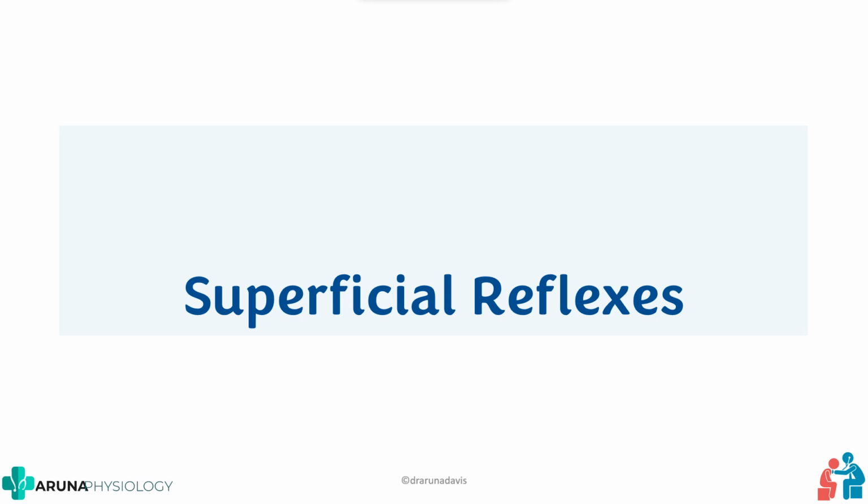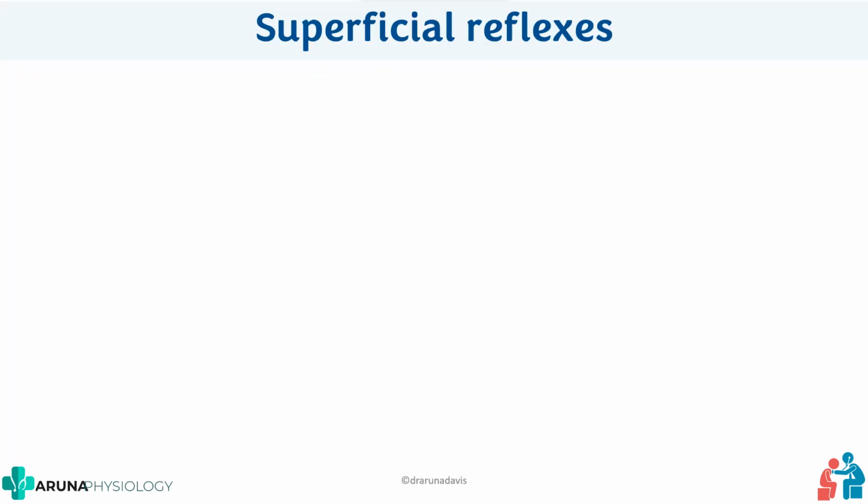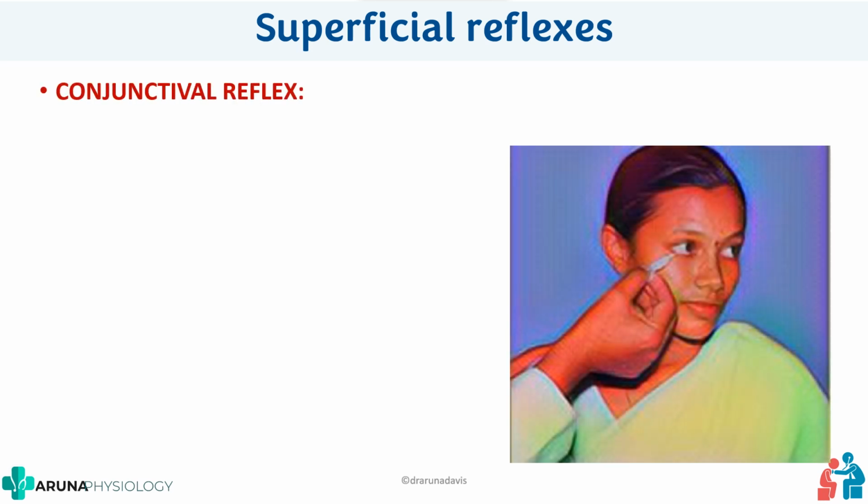Now, why is it called superficial reflexes? Because we are stimulating the superficial receptors. That is the difference between the superficial and deep. For superficial reflexes, the receptors are superficial, that is why it is called superficial reflexes. So, the first reflex that we are going to discuss is the conjunctival reflex.